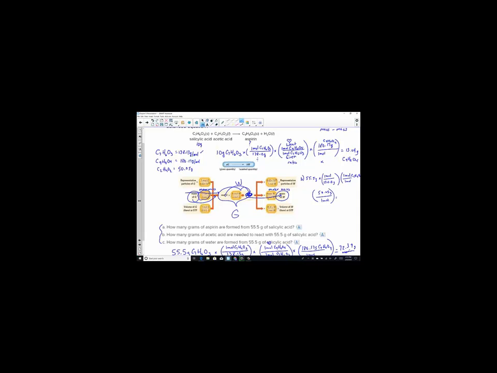55.5 grams of salicylic acid. Divide by the molar mass of 138.13. The mole ratio is 1/1. We'll multiply by 50.05, the molar mass of acetic acid. And I found 20.15 grams of C2H4O2.